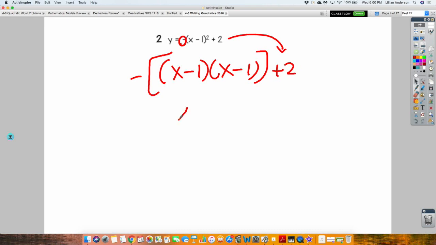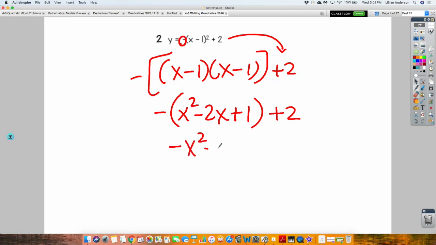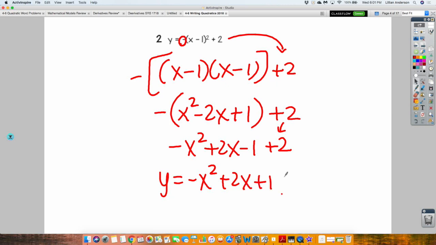So when we FOIL x minus 1 times x minus 1, we'll get x squared minus 2x plus 1. And this whole expression, you have to change the sign. So now you apply the negative to it. So it's going to be negative x squared plus 2x minus 1. And there's still that plus 2 on the outside. So our final expression is negative x squared plus 2x plus 1.